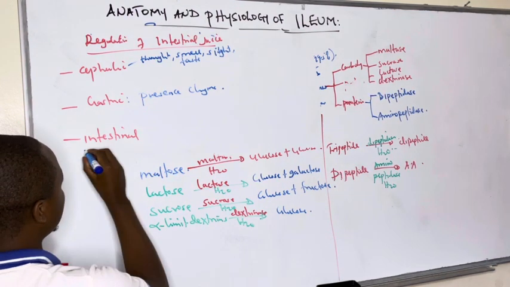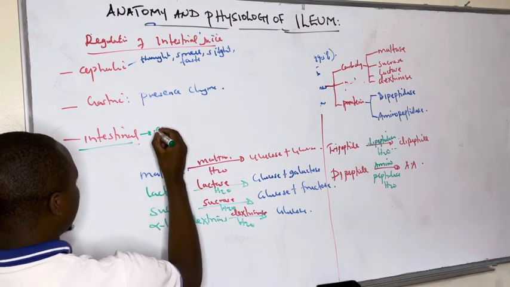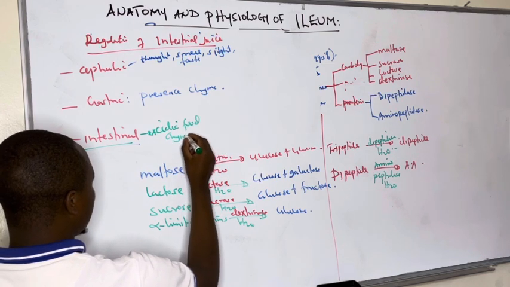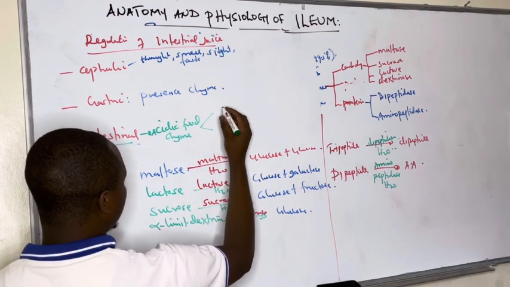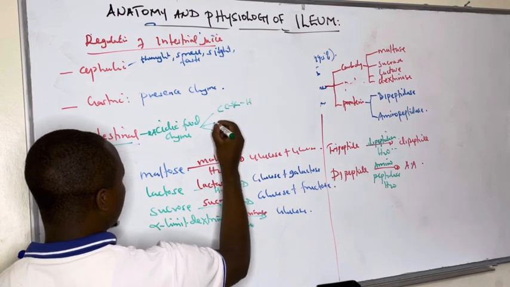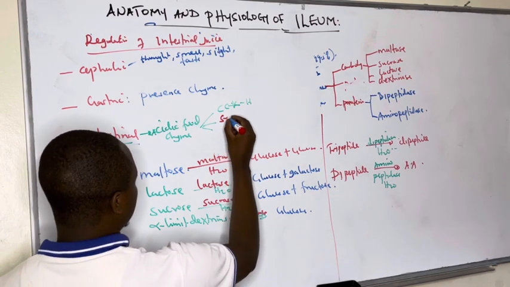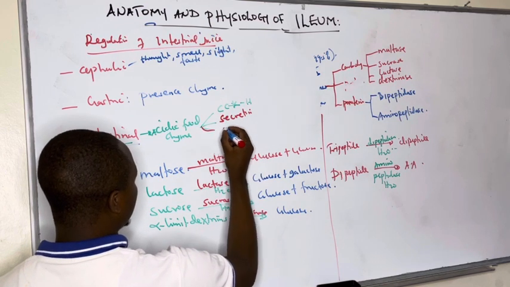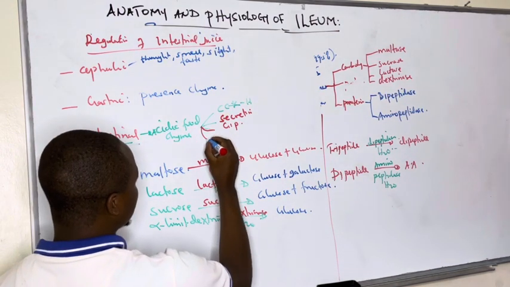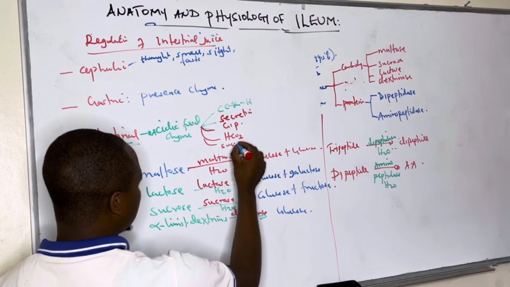Then the intestinal phase. The intestinal phase is the last one, whereby there is presence of acidic food chyme in the small intestine. We saw it triggering production of hormones like CCK, and hormones like secretin, and also GIP. We can see production of bicarbonates and also succus entericus.